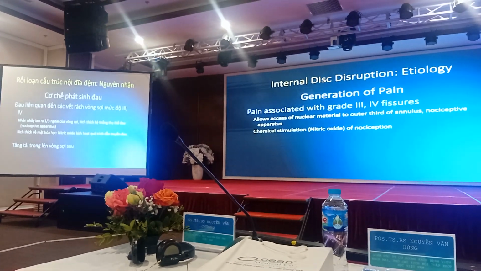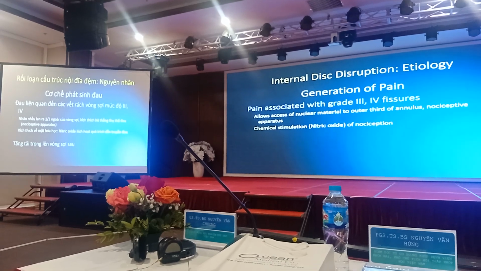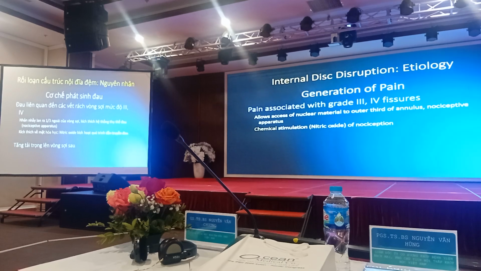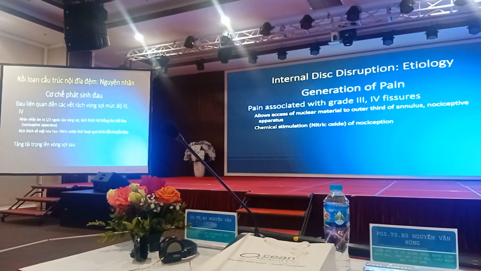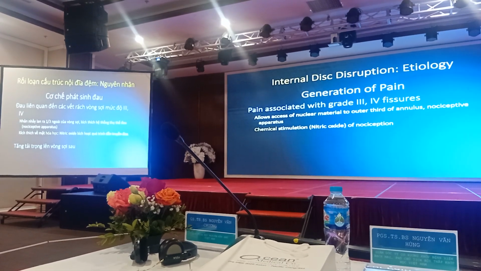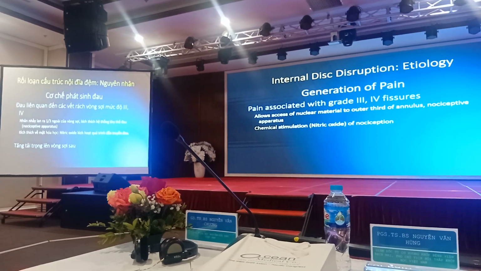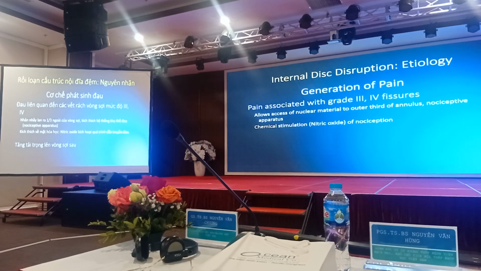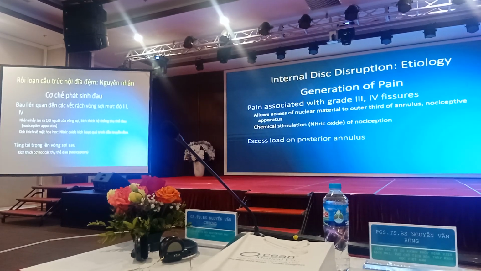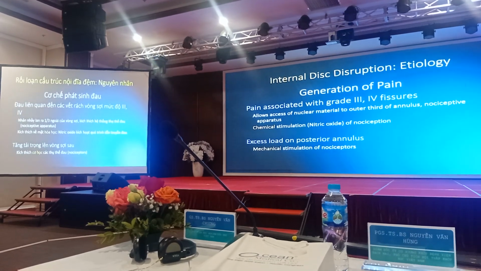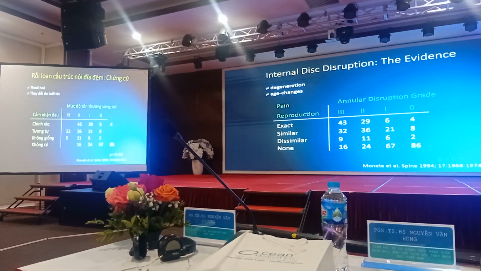Fissures to this extent, to the outer annulus, allow access of this nuclear material to the nociceptive apparatus in the outer third of the annulus. We may have chemical stimulation of those nociceptors, usually by nitric oxide, a component of the degraded nuclear compartment. And we also have excessive load on the posterior annulus, so we may well have mechanical stimulation of those nociceptors.